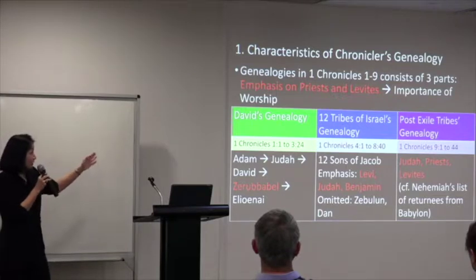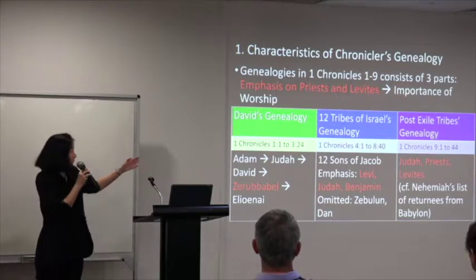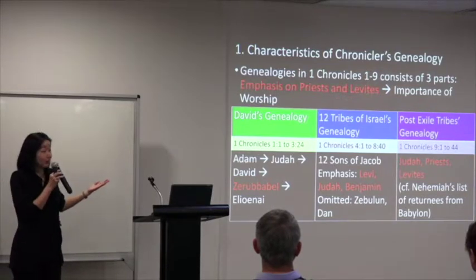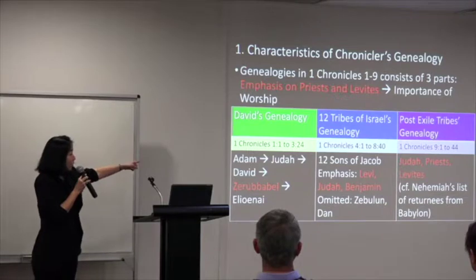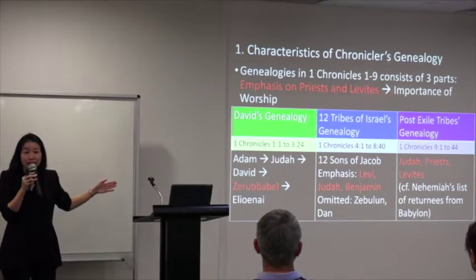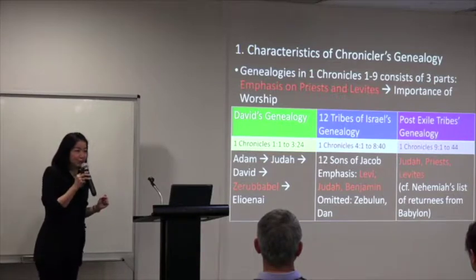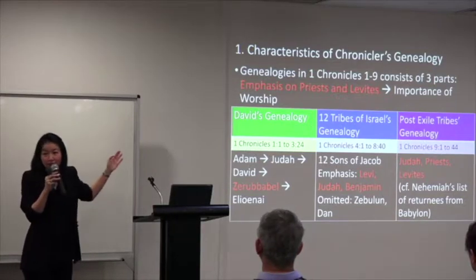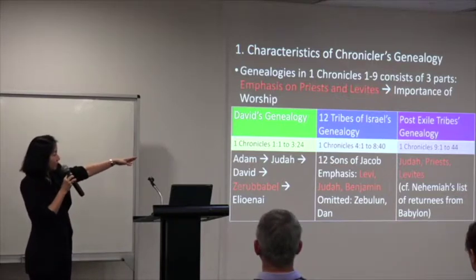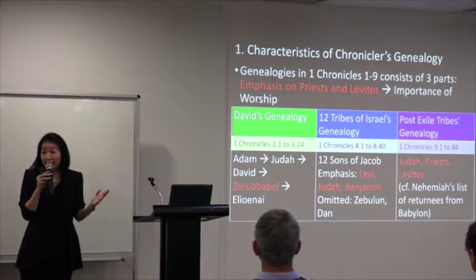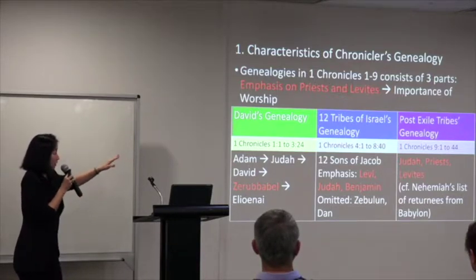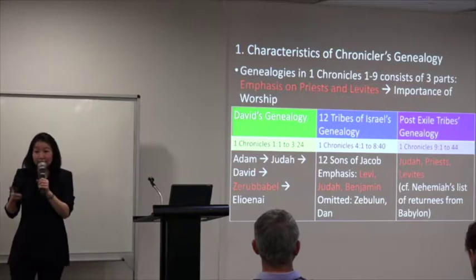And then chapters 1 Chronicles chapter 4 to 8, you have the 12 tribes of Israel from Jacob's 12 sons. And the focus and emphasis is on the Levites, Judah, Benjamin. But 2 tribes are omitted. So it's not a physical genealogy, they are omissions. And then the last purple section is from chapter 9, only 1 chapter, but verse 1 to 44. It focuses on Judah, the priests, and the Levites.